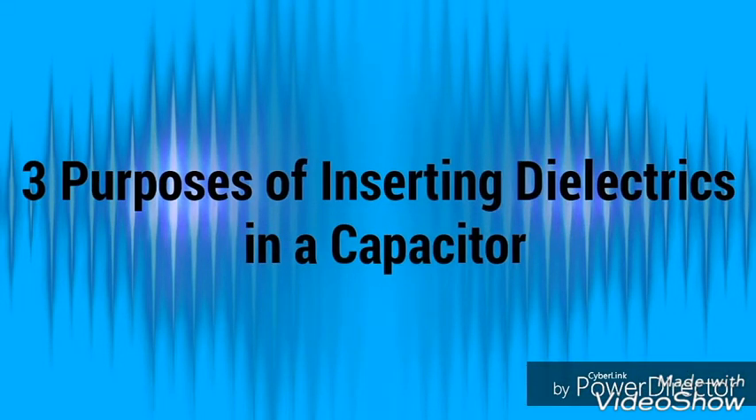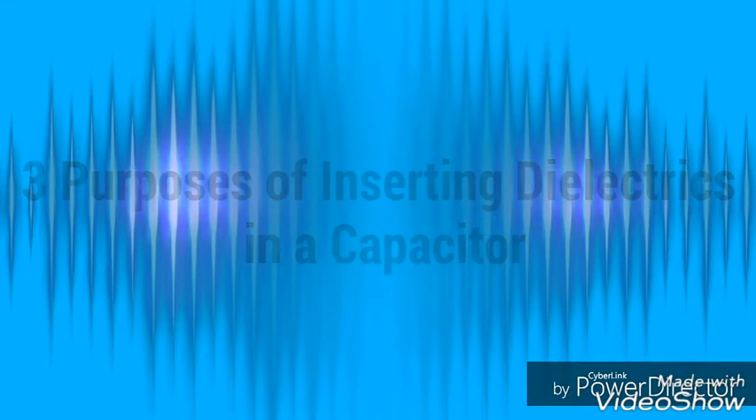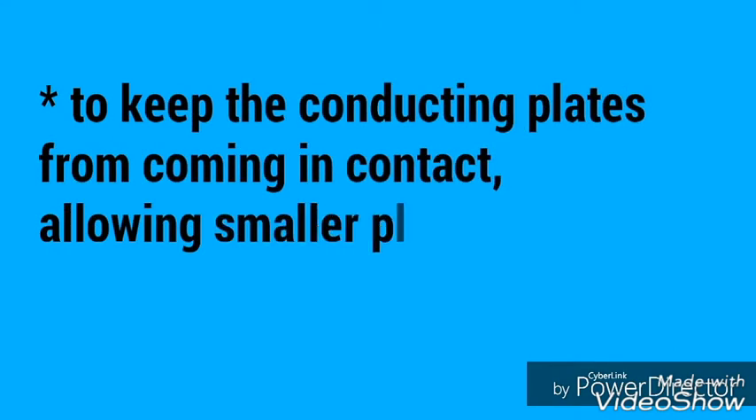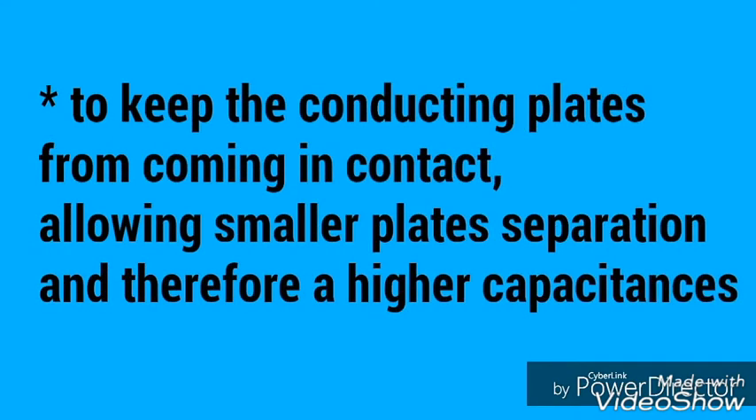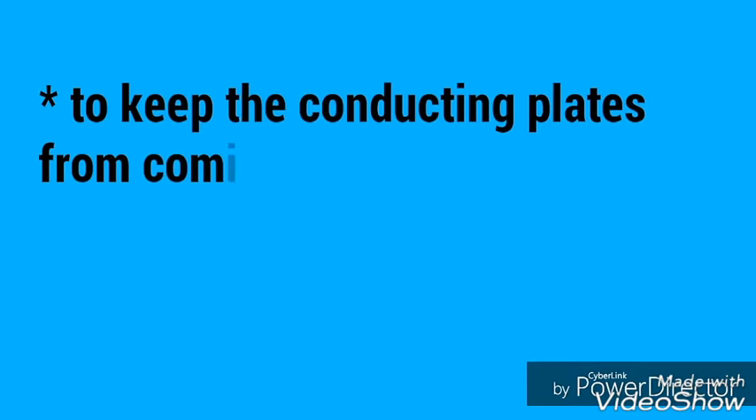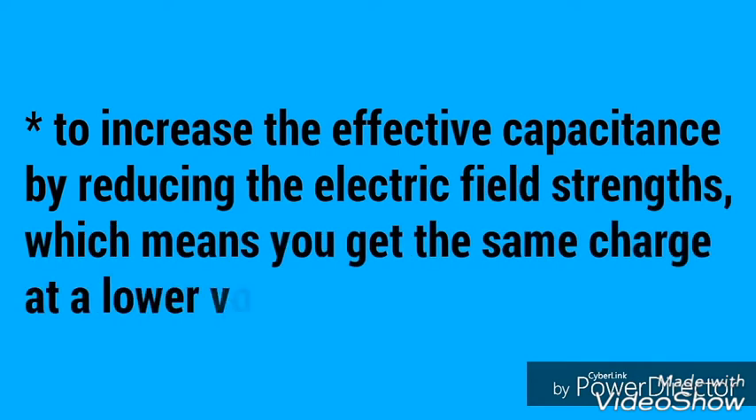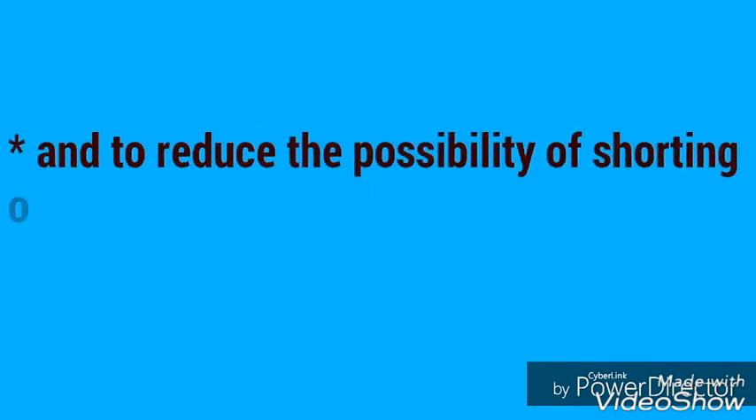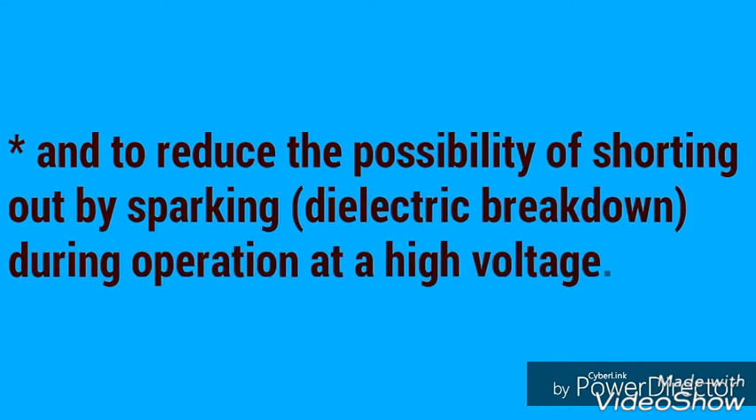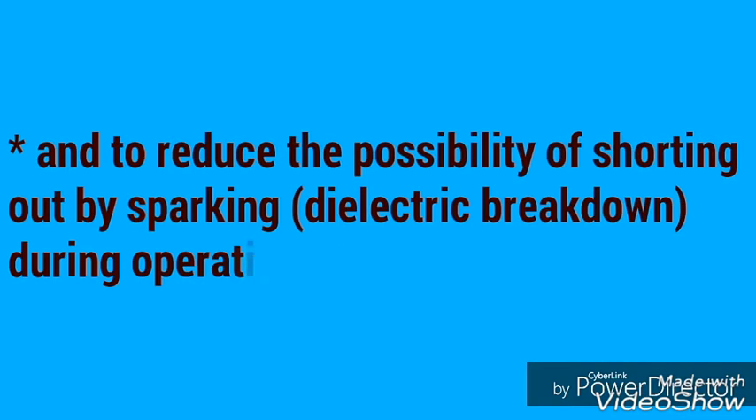Dielectrics in capacitors serve three purposes. First, to keep the conductive plates from coming in contact, allowing for smaller plate separation and therefore higher capacitance. Second, to increase the effective capacitance by reducing the electric field strength, which means the same charge at a lower voltage. And third, to reduce the possibility of shorting out by sparking, more formally known as dielectric breakdown, during operation at high voltage.